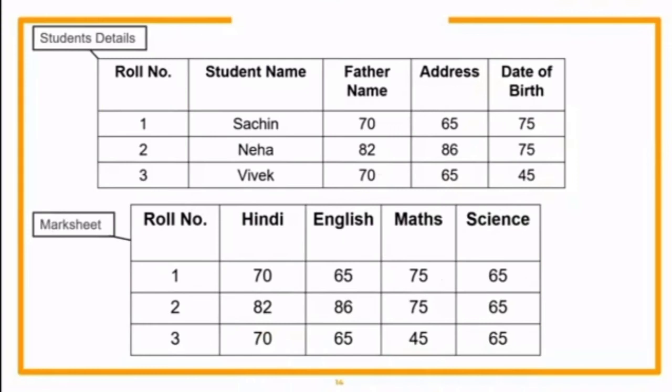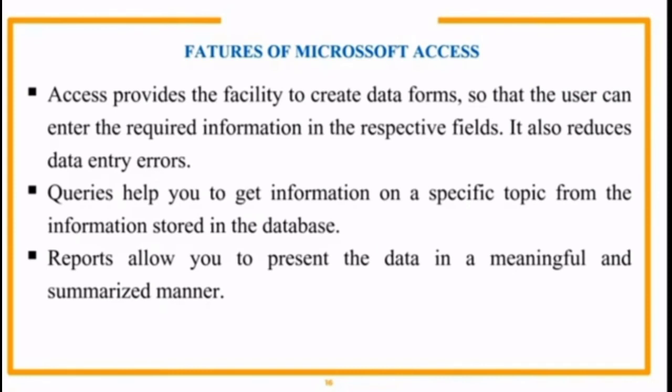So one example is given here of how it relates student details and mark sheet by using the roll number. By using the roll number you can make a relationship. That is also possible through Microsoft Access. That is one of the main advantages of Microsoft Access. You can create a relationship between many tables. Here the mark list table and student table are related by using a common key, that is roll number.